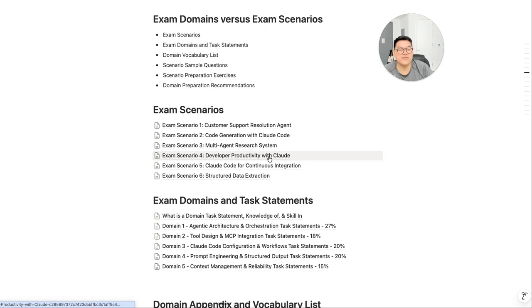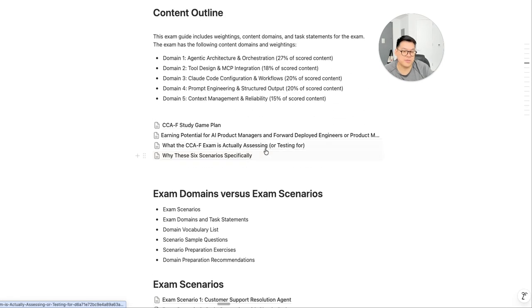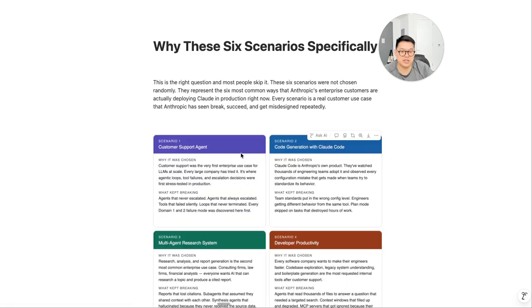Because like you're not even trying to solve this problem, right? And I'm like, well, I think we're just asking for some very basic level stuff. So why do these 6 scenarios even exist? This is actually the right question. These scenarios were not chosen randomly. They represent the 6 most common ways the Anthropic enterprise customers are actually deploying Claude in a production system right now. So every scenario is a real customer use case that Anthropic has seen break, succeed, and get misdesigned repeatedly.